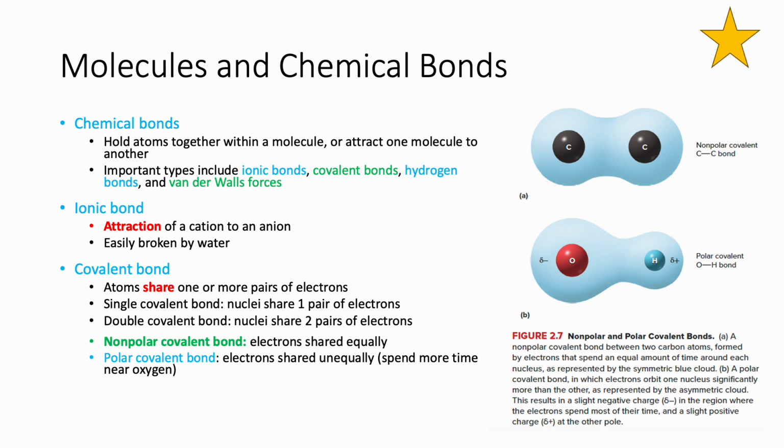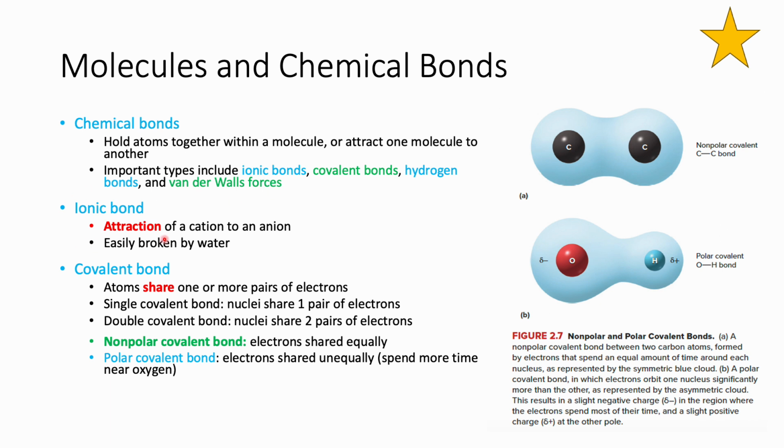Let's now go through some of our chemical bonds. So chemical bonds hold atoms together within a molecule or attract one molecule to another. We have different types of chemical bonds. We have ionic bonds, covalent bonds, hydrogen bonds, and van der Waals forces.